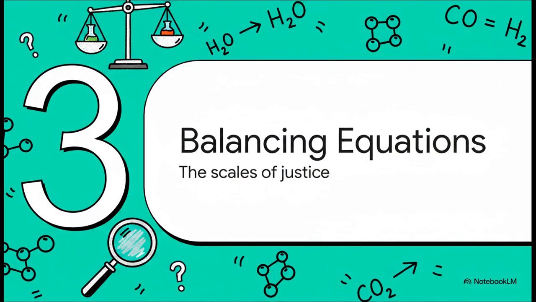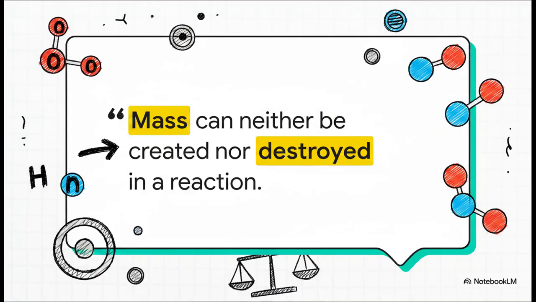Okay, on to section 3, balancing the equation. This is where things get really precise. Our detective work here requires us to keep the chemical scales perfectly balanced. Why? Because of an absolute fundamental rule of the universe, the law of conservation of mass. Mass can neither be created nor destroyed in a chemical reaction. Basically, the universe doesn't do magic tricks. The total mass of the elements you end up with has to be exactly equal to the total mass of the elements you started with. The atom count must be identical before and after.